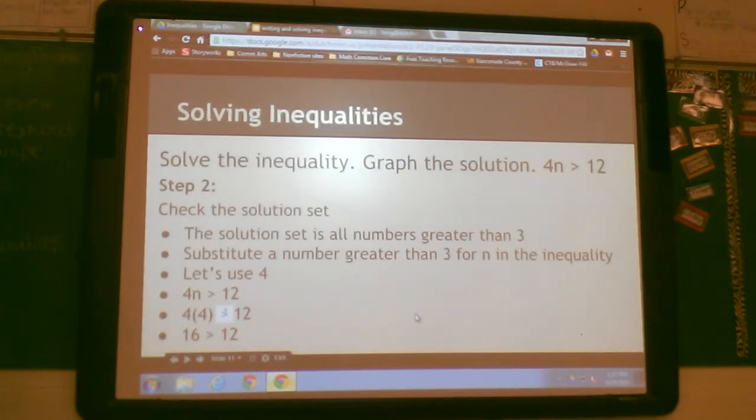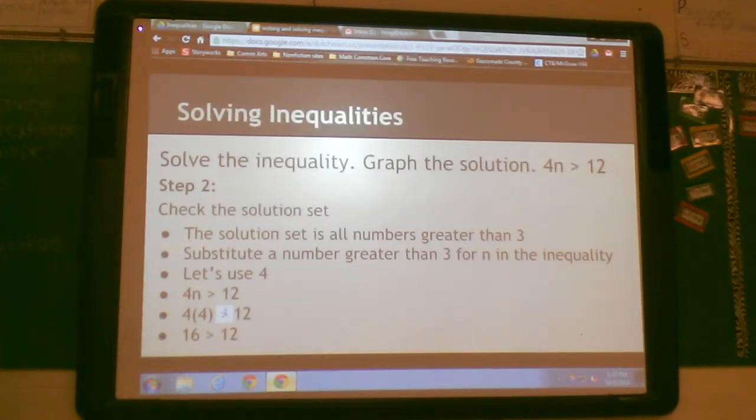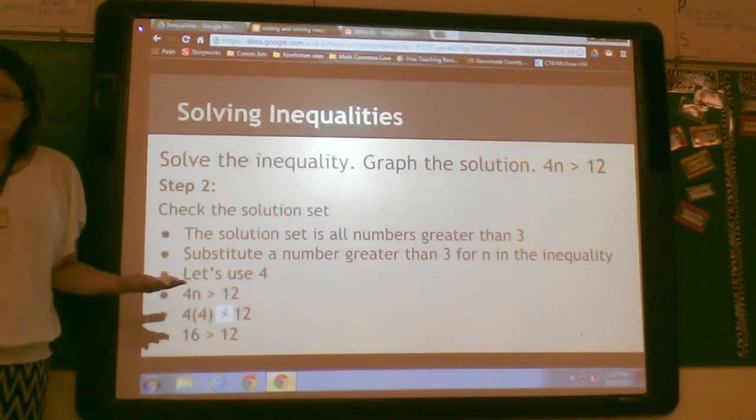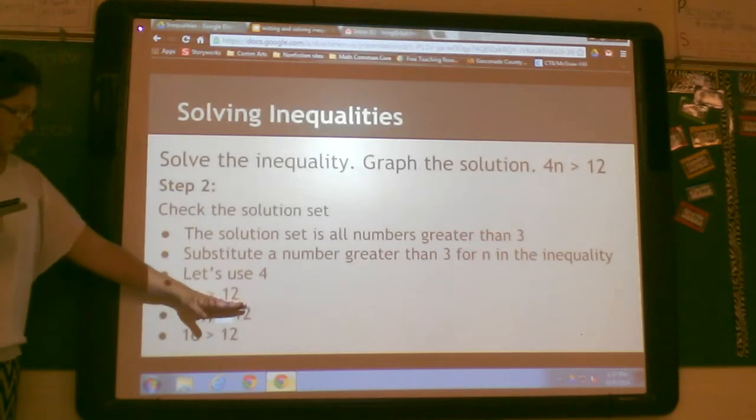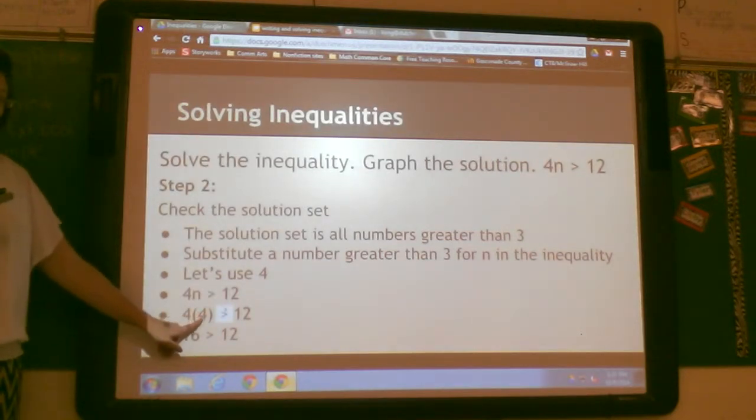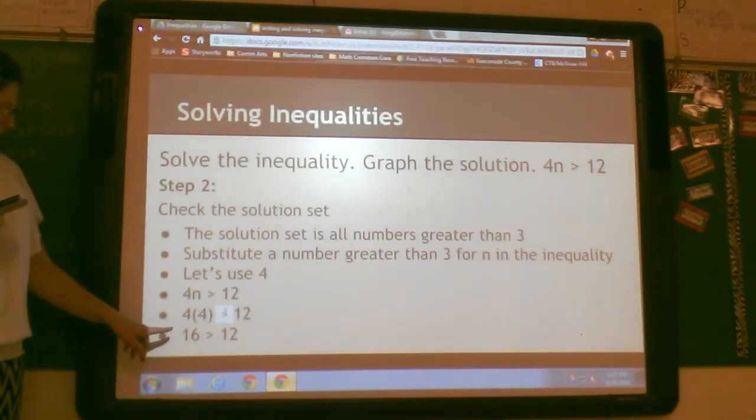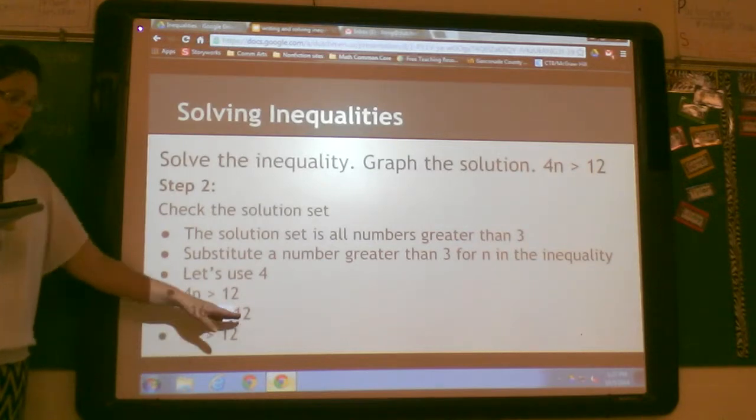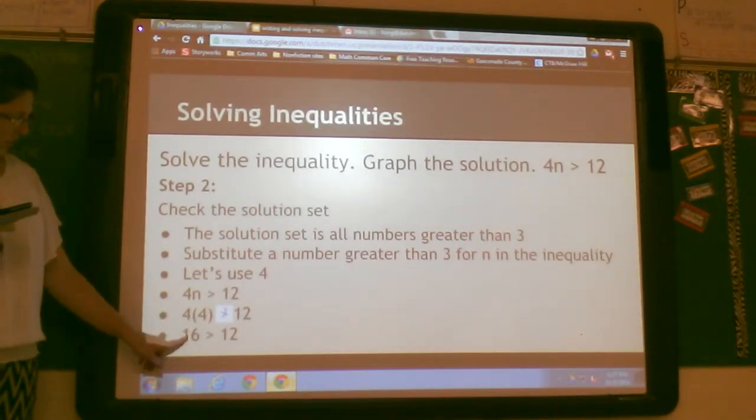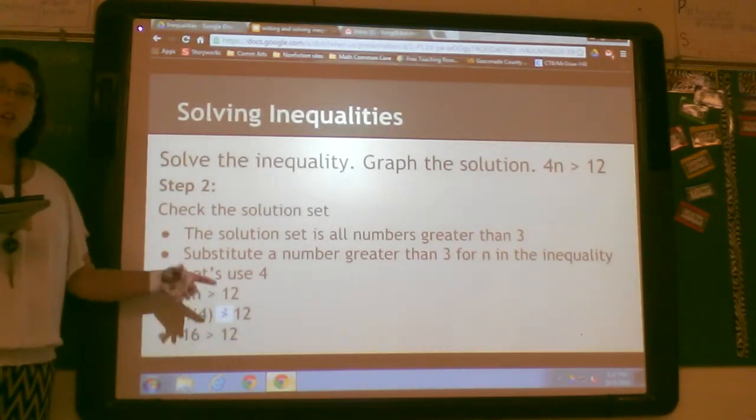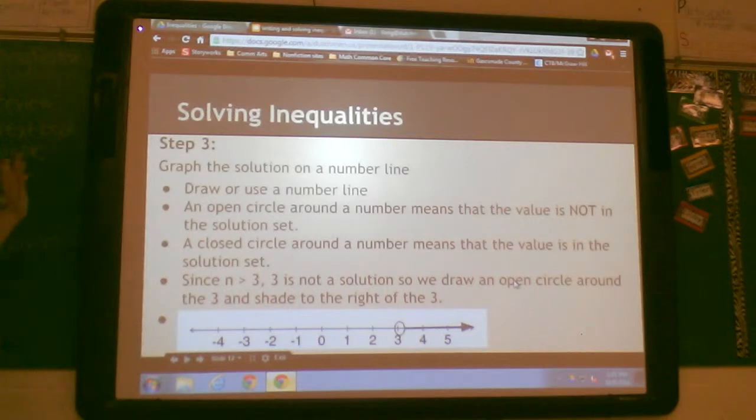Our next step is we're going to check our solution set. The solution set is all numbers greater than 3. So we're just going to pick a number. I'm going to use 4. I just picked that random number. And I'm going to plug it in to my inequality. The number side by side means multiply. So I'm going to multiply 4 times 4, because that's the number I picked, and I'm going to see, is it greater than 12? When I simplify that, 4 times 4 is 16. 16 is greater than 12. So that means that it is true. So now we're going to graph it.